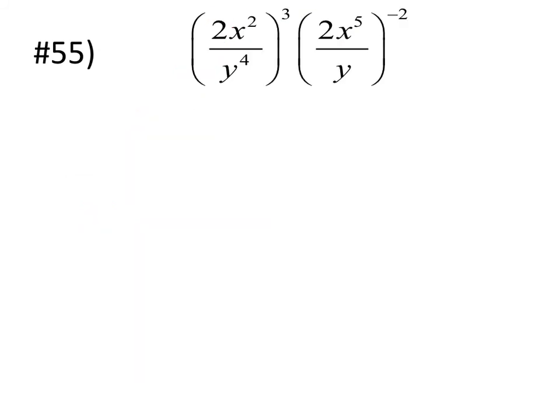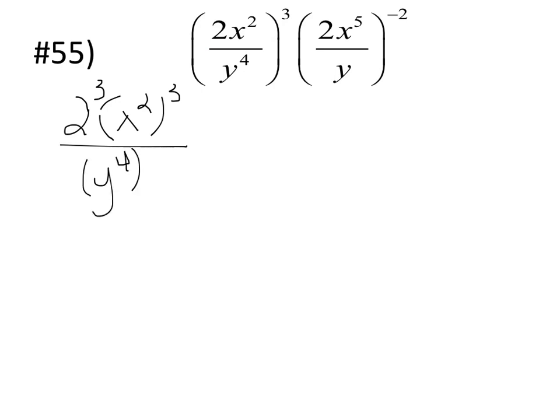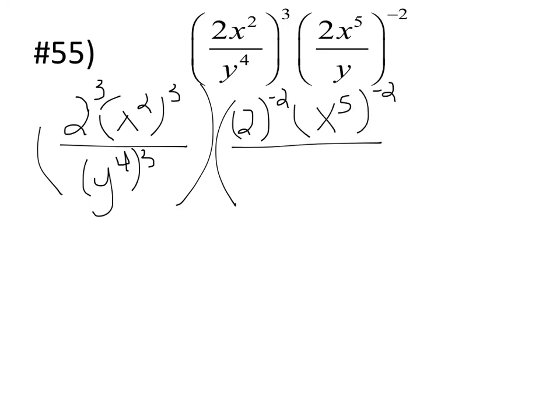Alright, last one. Oh, this looks like fun. Alright, here we go. Let's just go at it. Here we go. Let's go ahead and give this power of 3 to each piece. So we have 2 cubed times x squared cubed over y to the 4th cubed. That's all being multiplied by 2 to the negative 2, x to the 5th to the negative 2, over y to the negative 2. Okay?